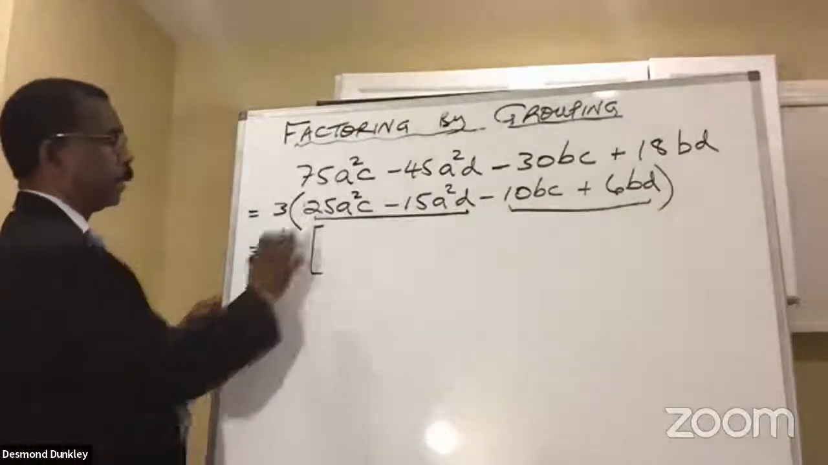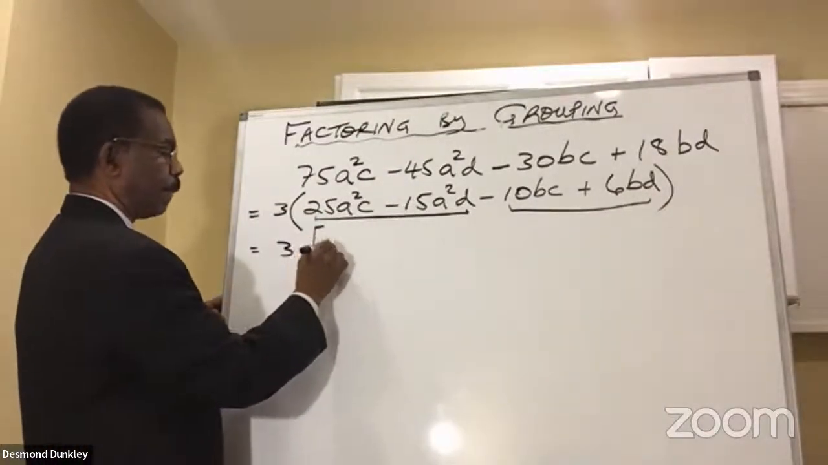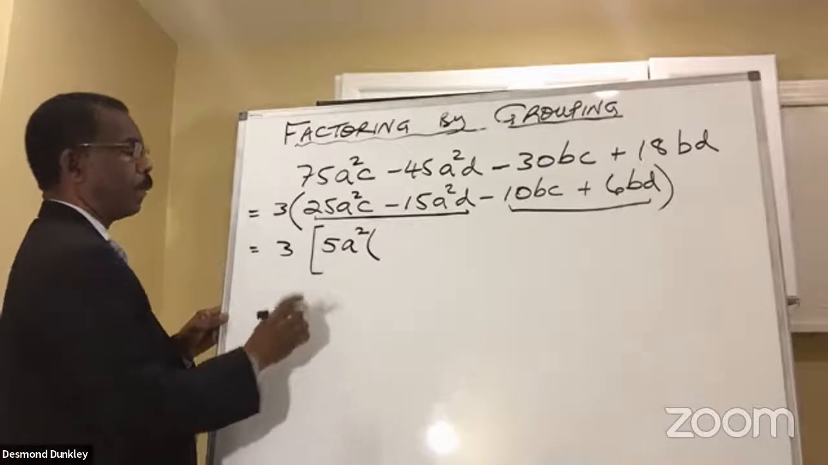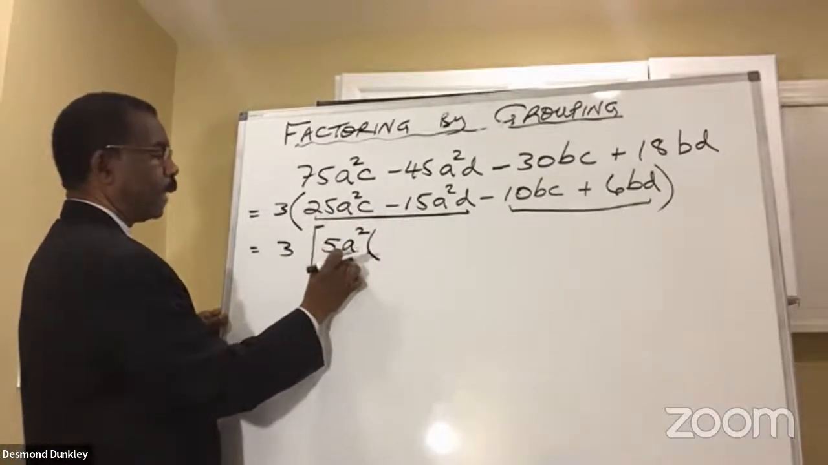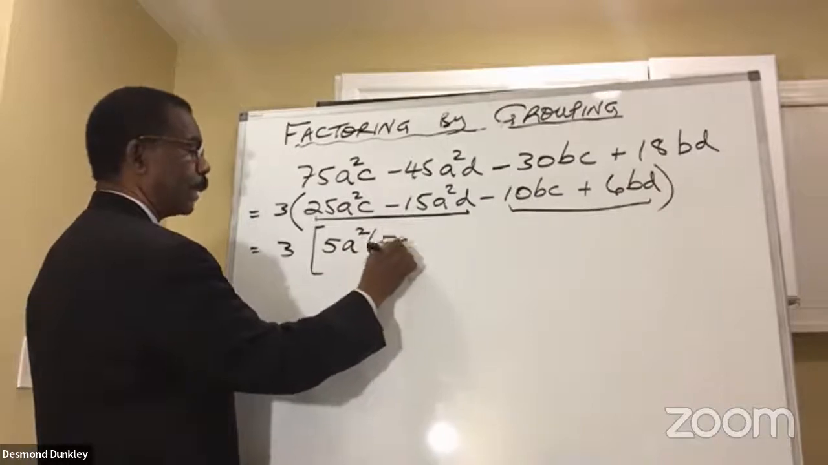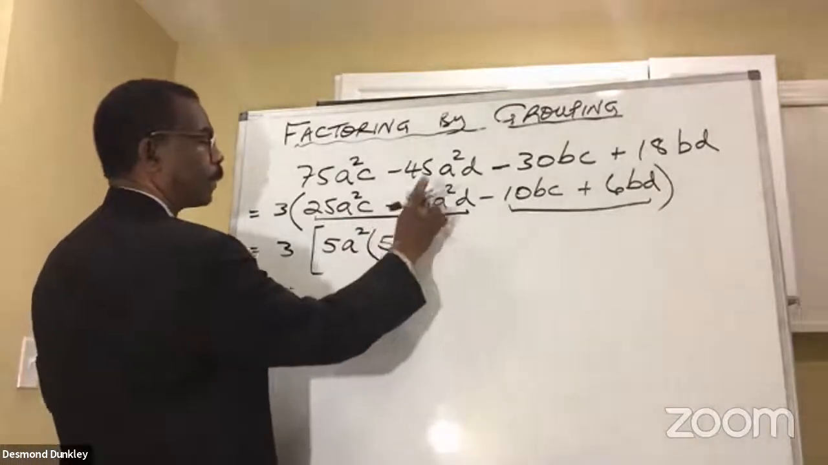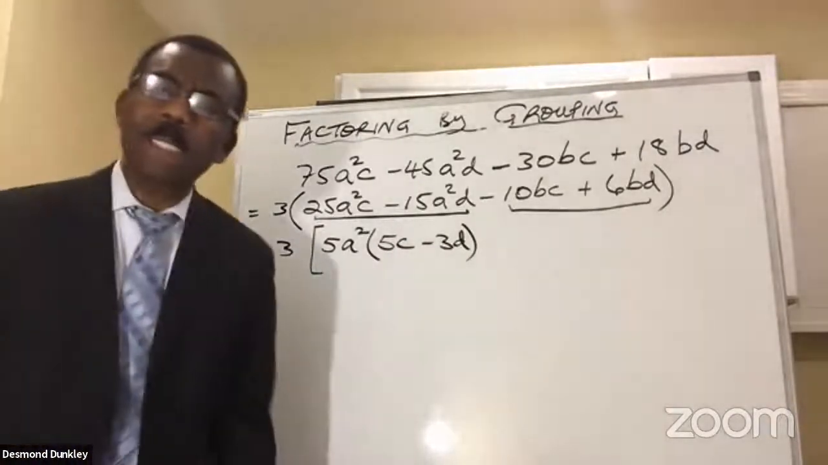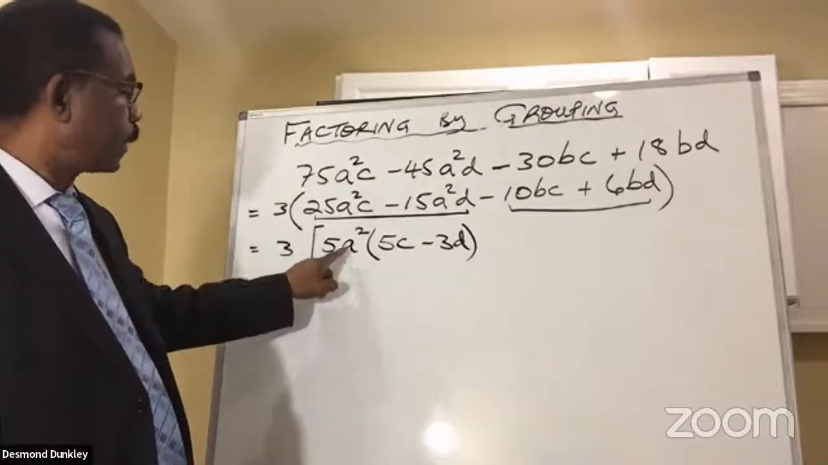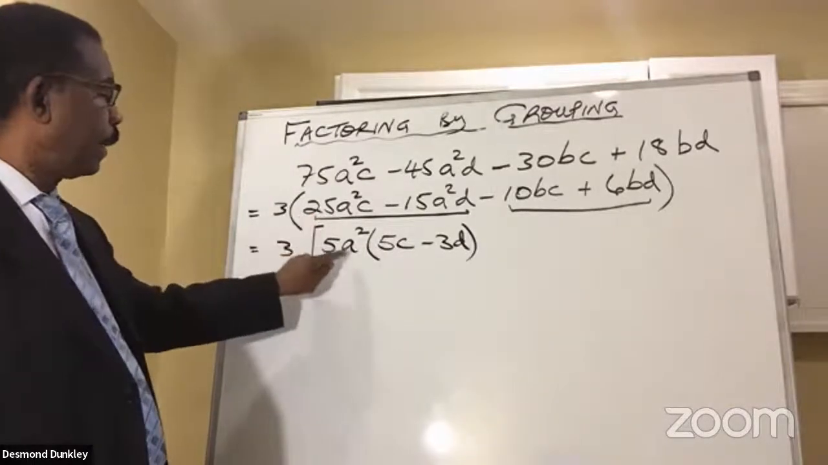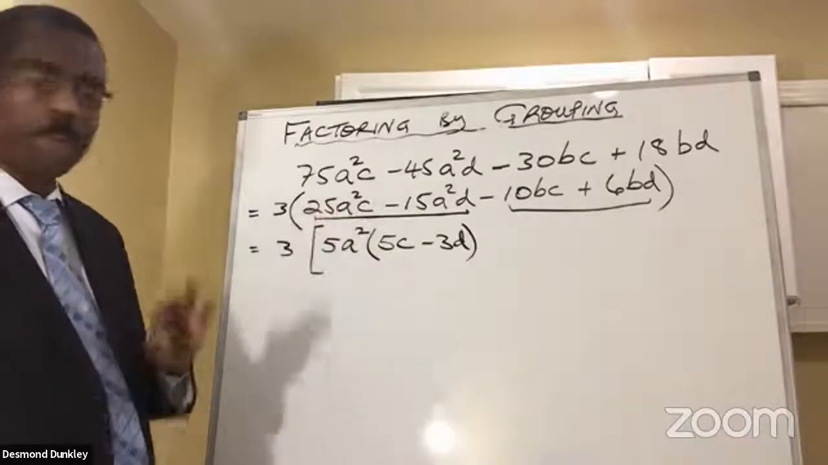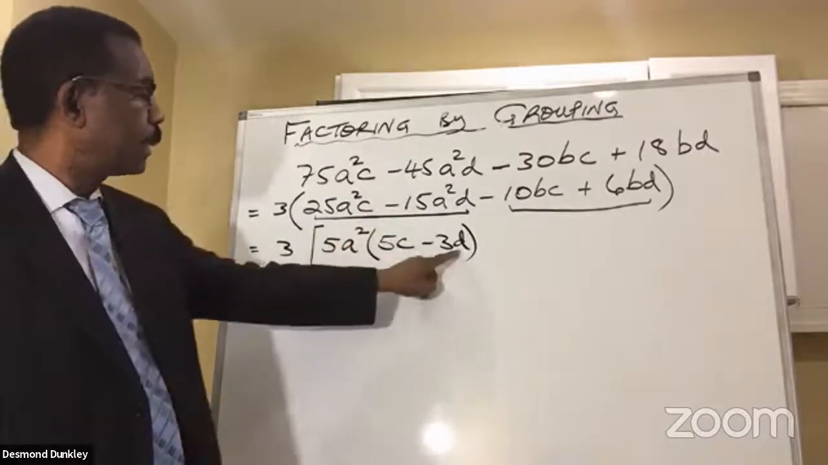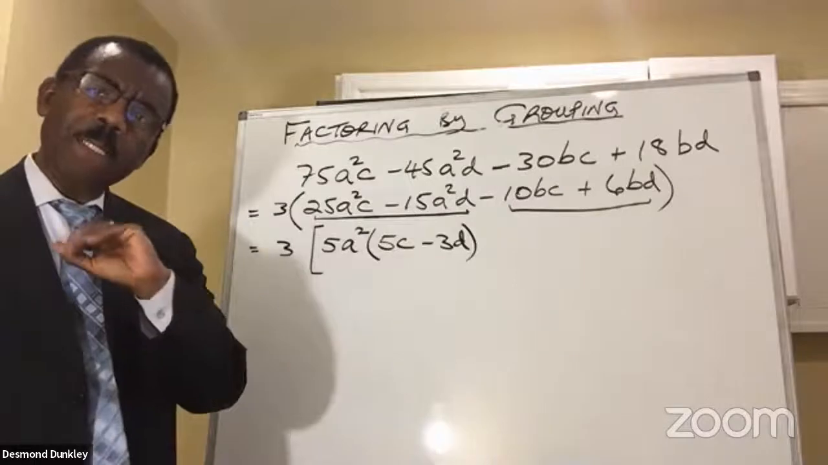what do we end up with? 25 and negative 15, I'm going to go with 5. A squared, 5a squared. And then, what's left inside here? If I take out a 5a squared, I should have a 5c. If I take out a 5a squared, I should have a negative 3d. Let's double check to see if it's correct. 5a squared times 5c. 5 times 5, 25. A squared times c, a squared c. Perfect. 5 times -3, -15. A squared times d, a squared d. So the first part is perfect.